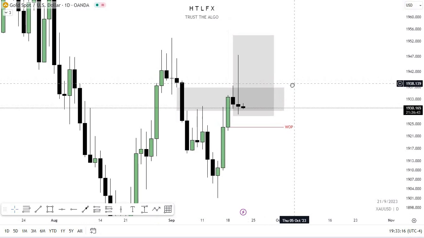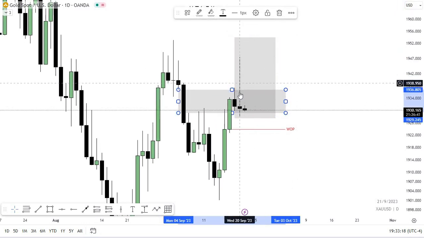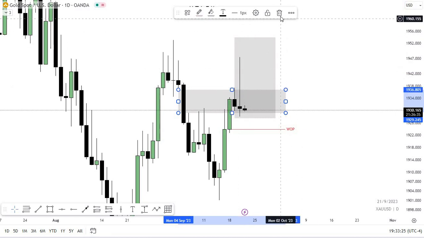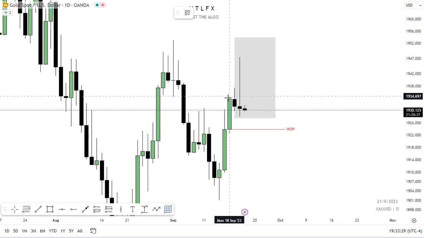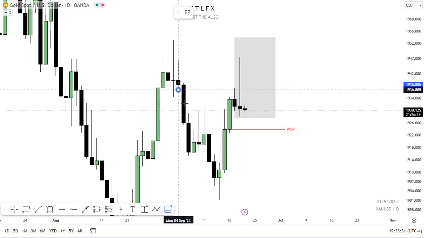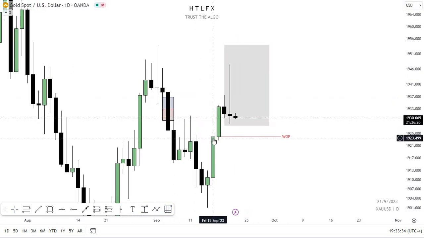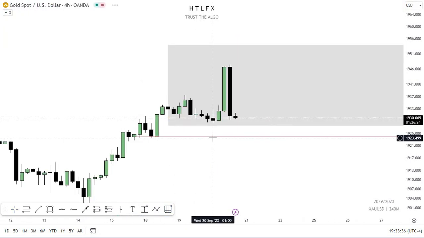But now we need a good price to sell. So we need to sell the high price here. This is the first PD array. And why I took the sell right here, I'm gonna show you. Look at this. Let's go to the 4-hour time frame.